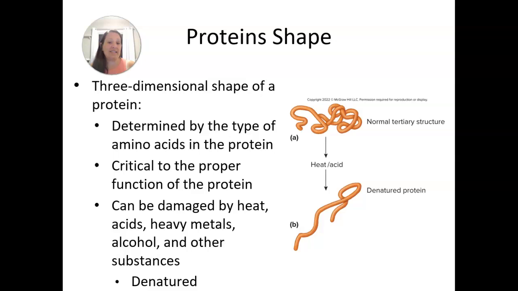There are things that can damage protein shape and structure, things like heat, exposure to chemicals like acids, heavy metals, alcohol, and there are other substances. When a protein unfolds or loses its proper three-dimensional shape, its tertiary or quaternary shape, we call the protein denatured. Okay, so that's a term that you're going to see. Denature means to unfold, to not be in the proper three-dimensional shape. This can happen inside of our bodies.